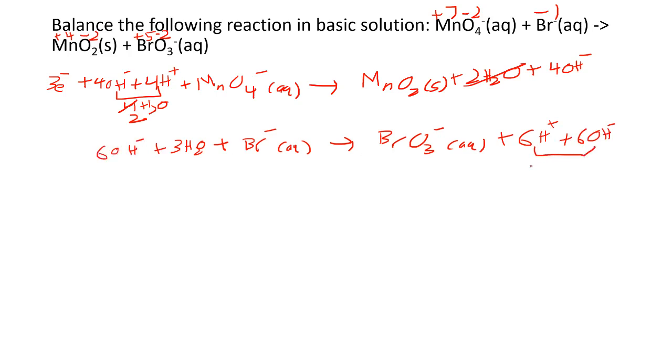These combine to form 6 waters. And now we have them on both the reactant and product side. So I'm going to get rid of my 3 reactant waters. This is going to become 3 waters on my product side. Finally, we need to deal with the electrons.